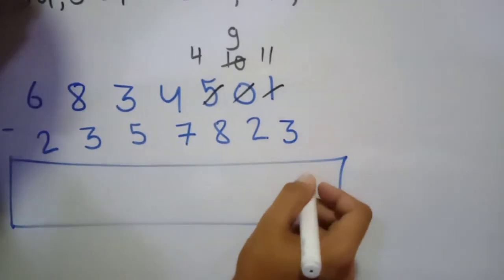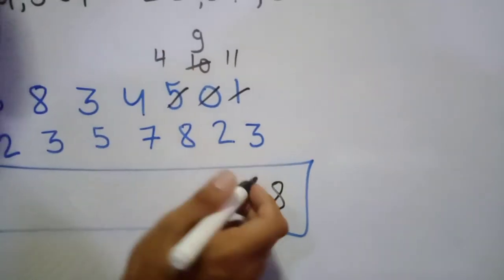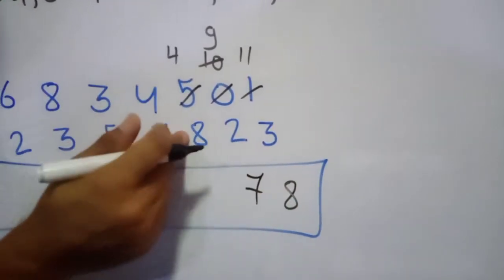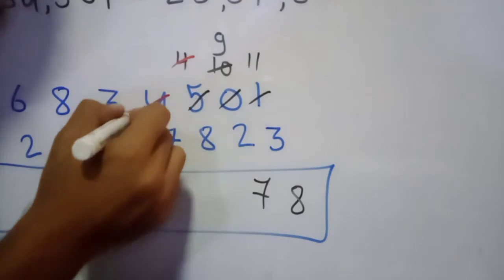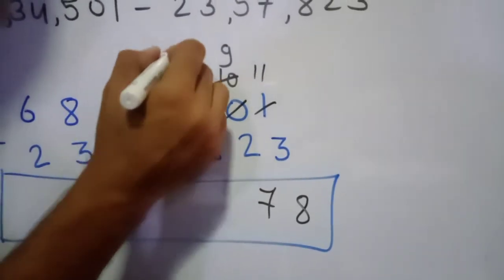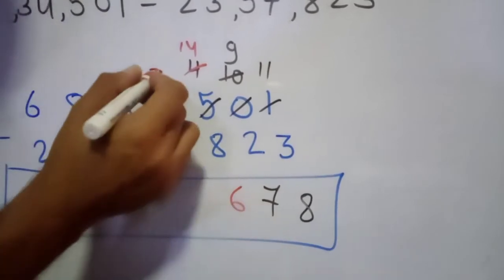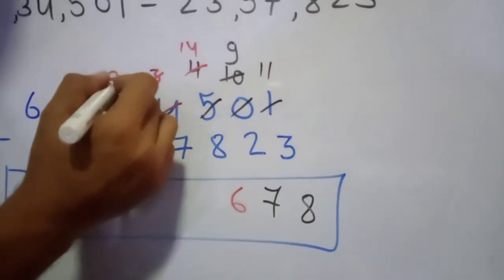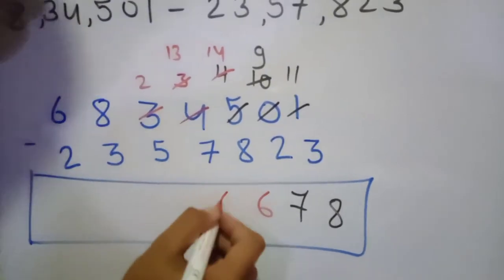11 minus 3, how much? 8. 9 minus 2, 7. 4 minus 8, is it possible? No. This 4 borrows 1 from this 4, it will become 3 and this becomes 14. 14 minus 8, 6. This 3 borrows 1 from here, it will become 2 and this becomes 13. 13 minus 7, 6.